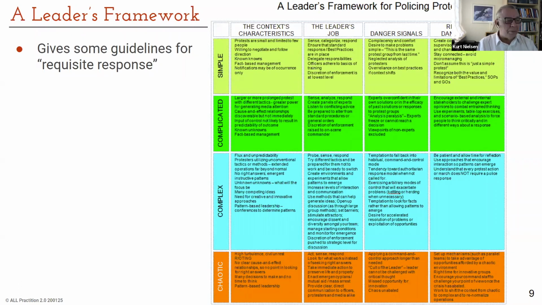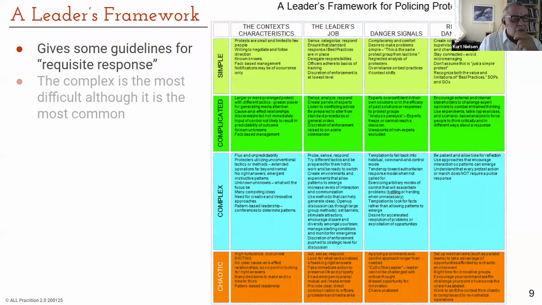Now, he's an academic, so he likes fancy words. And requisite, of course, means appropriate in the current situation or in the context. And we'll get more into his fancy words later on, which for us non-native English speakers can be quite a challenge. But there you have it. So the complex is the most difficult, although it's the most common.